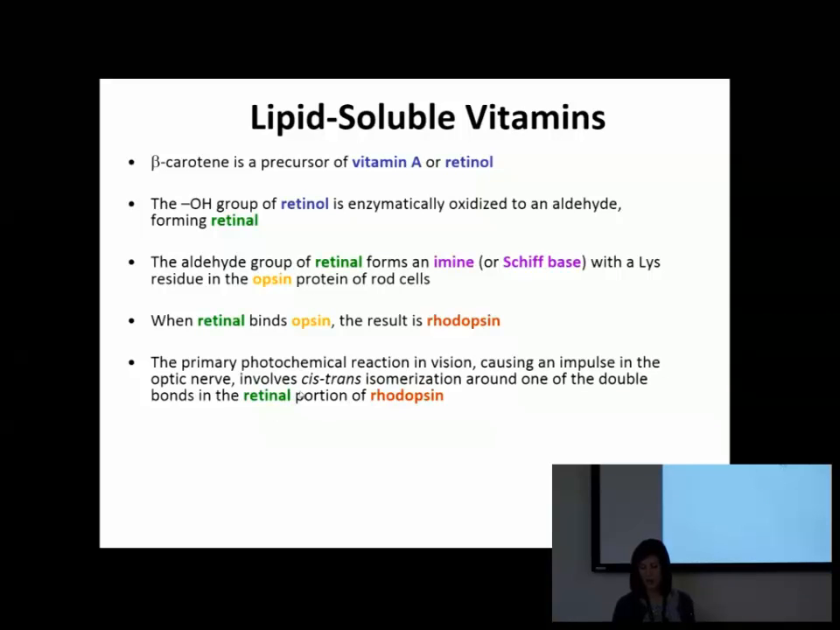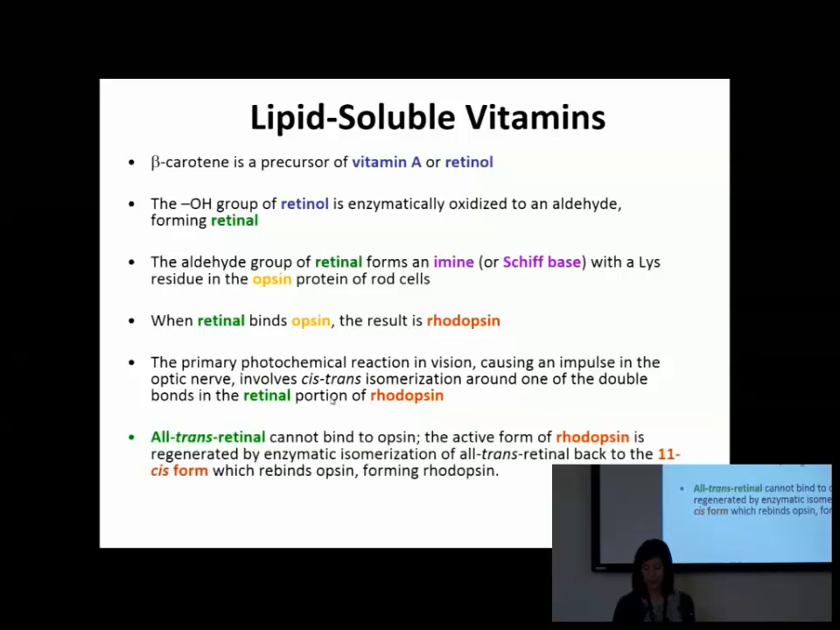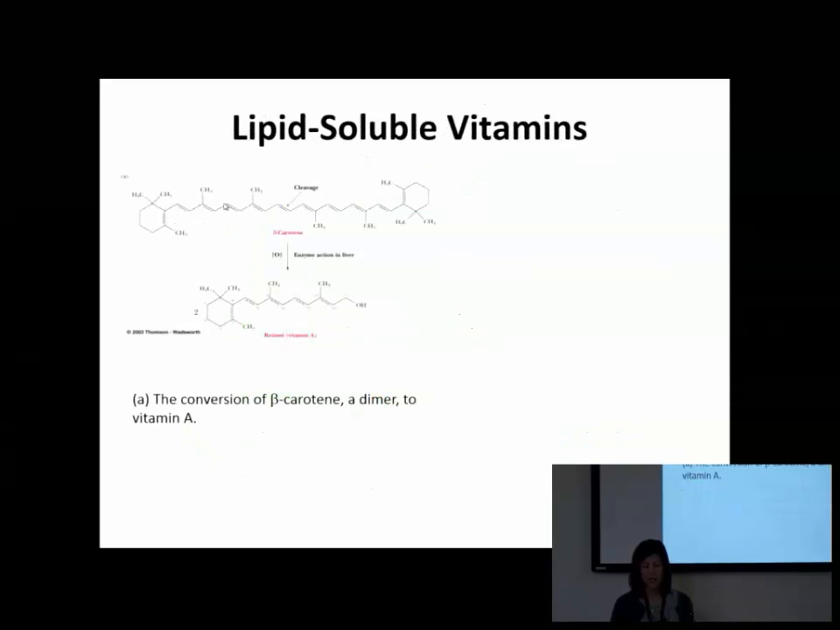If it's all trans, you're not going to bind to the opsin, the protein. You have to be in the cis form. All right, so let's take a look at it. Now, those of you that have had organic chemistry, what can we say about these double bonds? They are, starts with a C, conjugated. When you have double bonds every other bond, so double bond, no double bond, double bond, no double bond, double bond, no double bond.